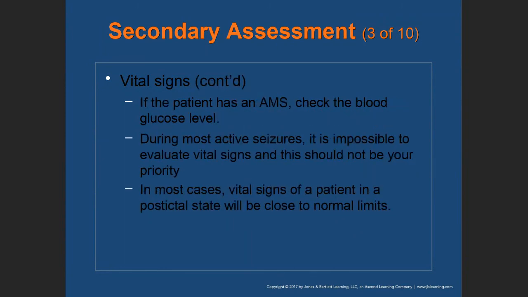If the patient has an AMS, check the blood glucose level, check the pulse oximetry, and check the pupil reaction. During most active seizures, it is impossible to evaluate vital signs, and this should not be your priority, right? We wait until the seizure stops, then we start to do what we need to do. In most cases, vital signs of a patient in a post-ictal state will be close to normal limits.